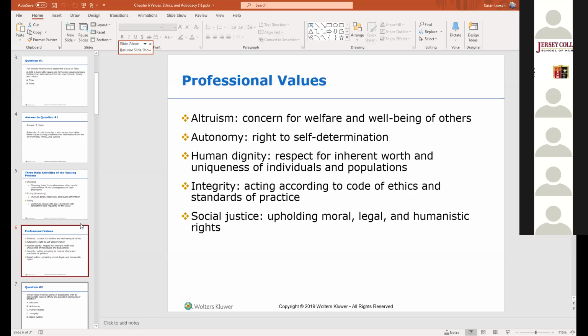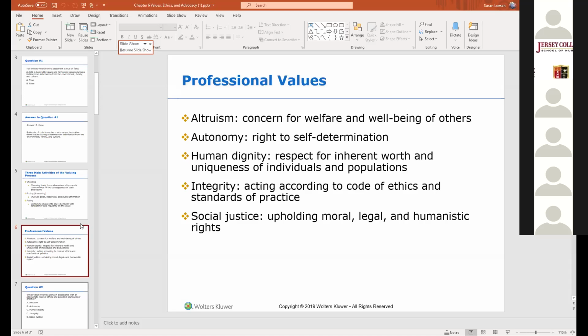Human dignity, this is being able to respect others, their uniqueness, who they are. And it's not only just being courteous and polite, it's also reflected when you respect the person's values and their decisions and their choices.